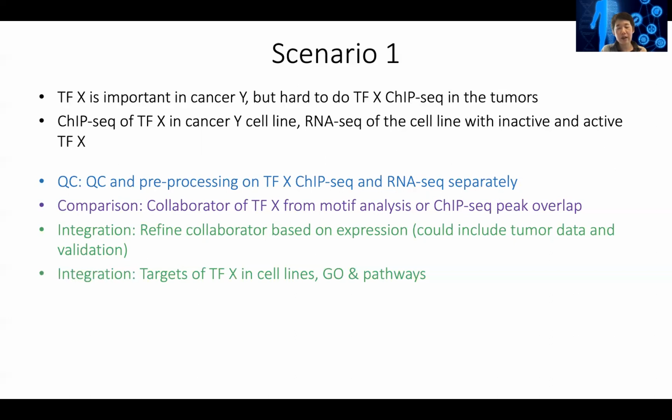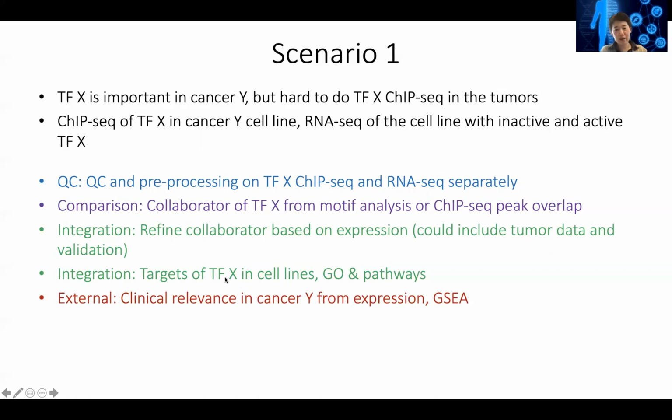And then you can do gene ontology or gene set enrichment to see what pathways are enriched. And finally, you might want to see how much of this TF or this pathway is relevant in a public tumor cohort for the same cancer type. And in the last module on TCGA, we will also see whether high expression of these genes is relevant to the clinical features.